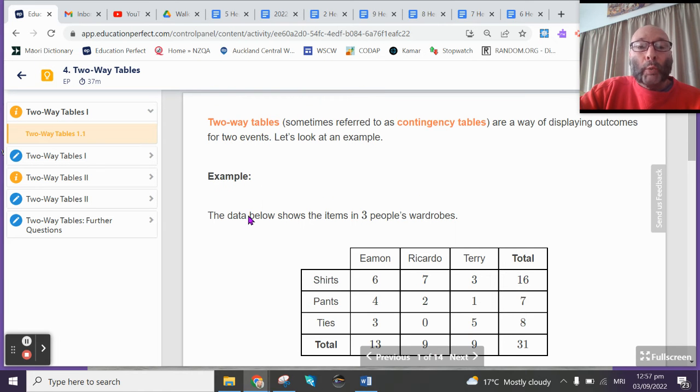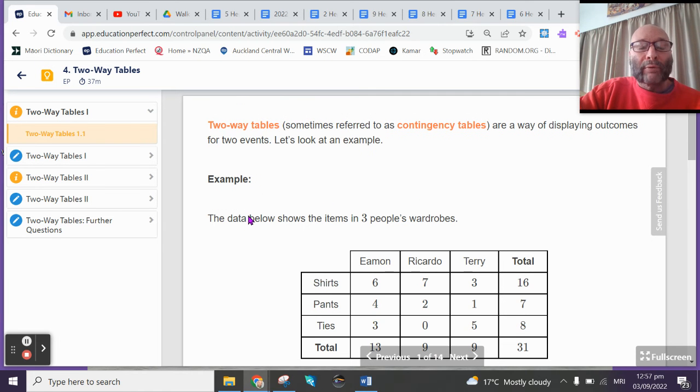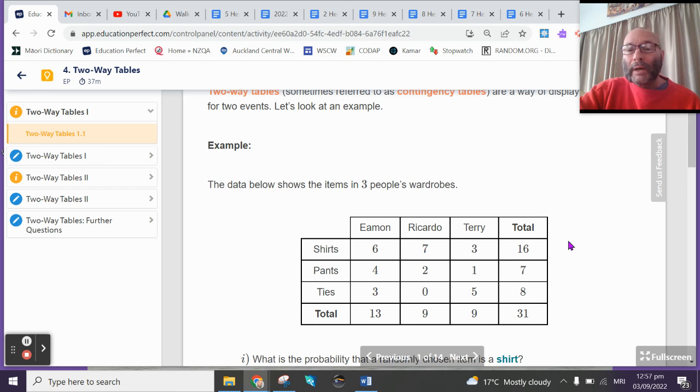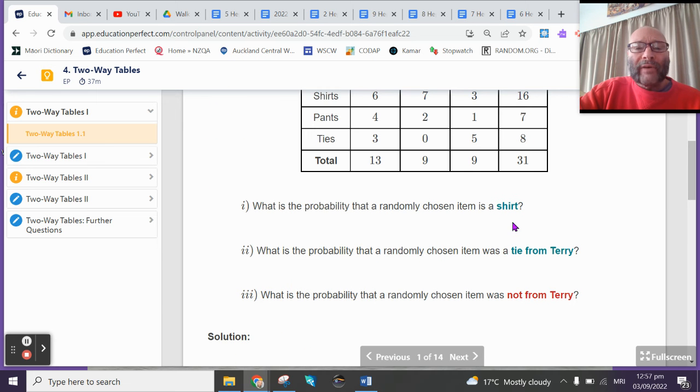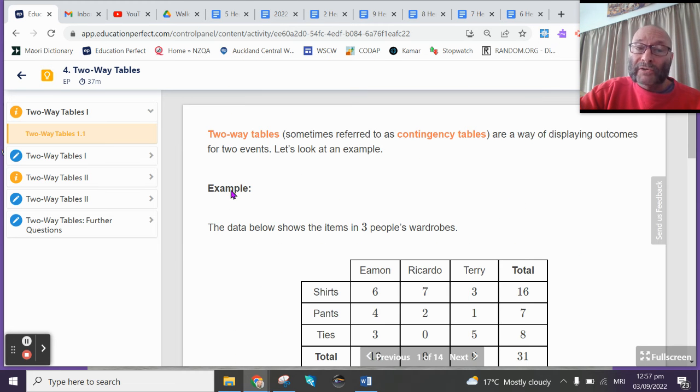In this lesson, we are going to be talking about problems using a two-way table like this that involve the words randomly chosen item. So for starters, a two-way table, which is sometimes called a contingency table, is a way of displaying outcomes for two different events. Let's look at this first example.